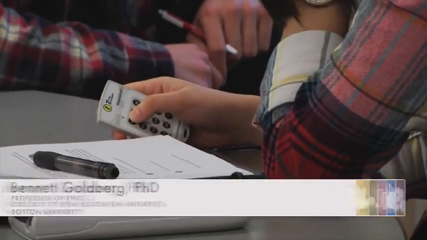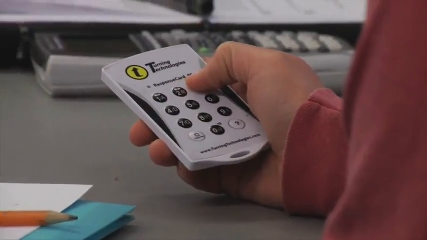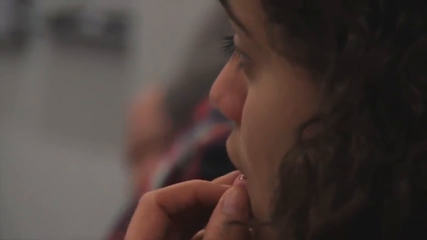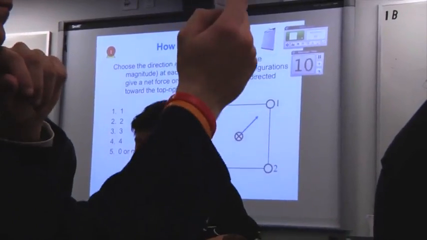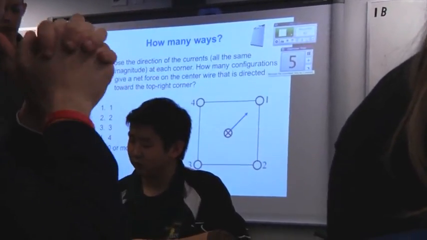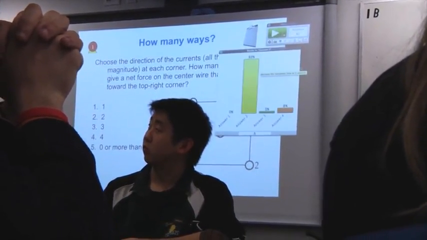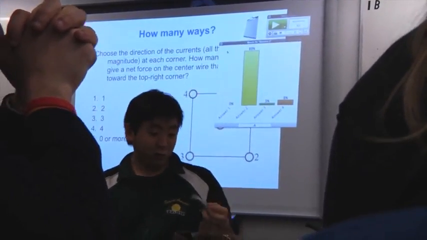I'll start this as an individual question. You have 30 seconds. Here we go. 30 seconds. Are there 1, 2, 3, 4, 0, or more than 4 ways of finding this? I have 56 already. Everybody seems very convinced. Good discussion at the tables. Good. So in fact, there are 2 ways to find this configuration.